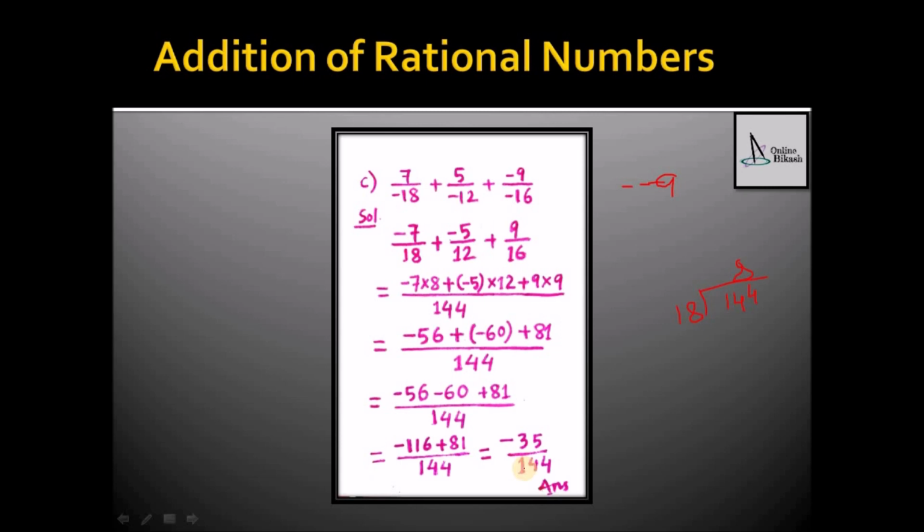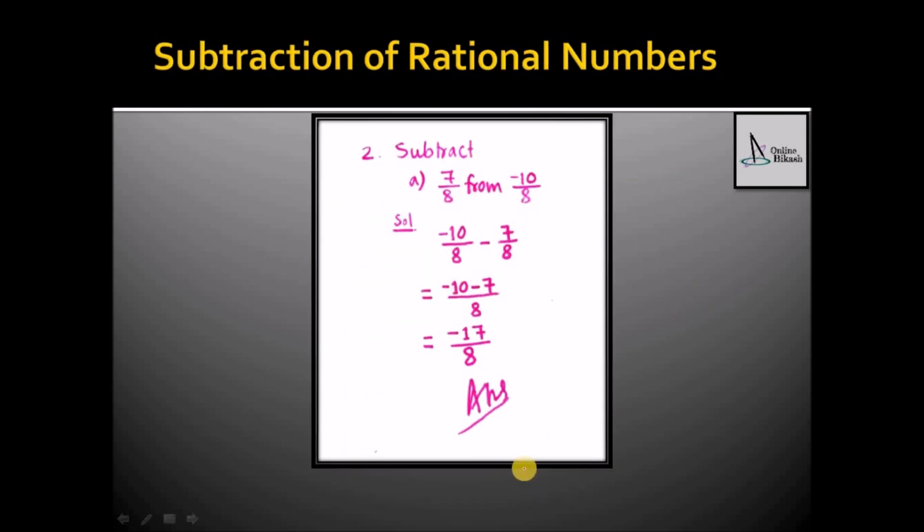Let us see the subtraction of rational numbers. In the same way we will have to do it. Addition and subtraction are just opposite of each other. Just in place of the plus sign we will have to put a minus sign. That's it. There is nothing rocket science here.